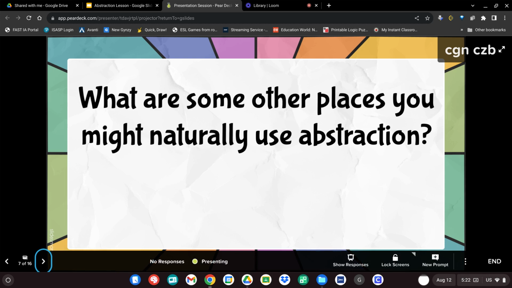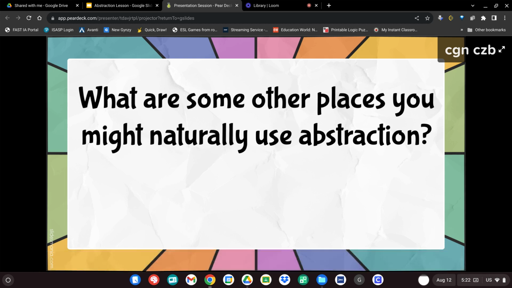Okay, so what are some other places you might naturally use abstraction? Think about that, using breakfast instead of saying what you specifically ate. What are some other places that we use very generalized words like breakfast instead of asking a specific word or saying a specific word? Okay, think about that.